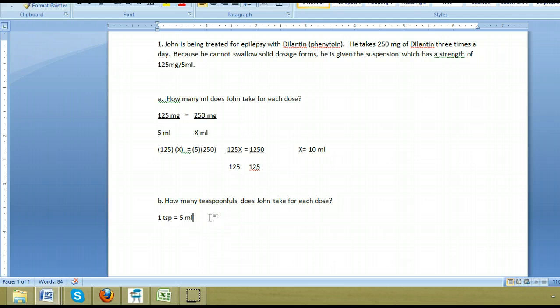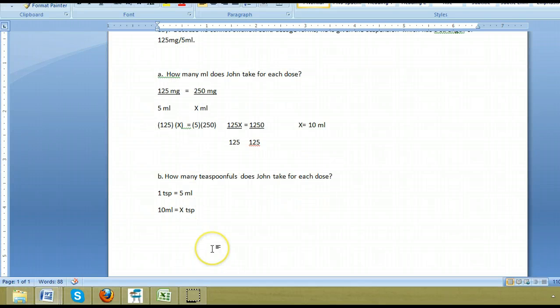I didn't calculate that. I just looked it up. Actually, I just knew it because I've used it so many times. And then what we want to know is, we know he's taking 10 mils, but we'd like to know how many teaspoons that is, right? That's all we're asking. 10 mils equals X teaspoons. So we're just going to set it up like we did last week.